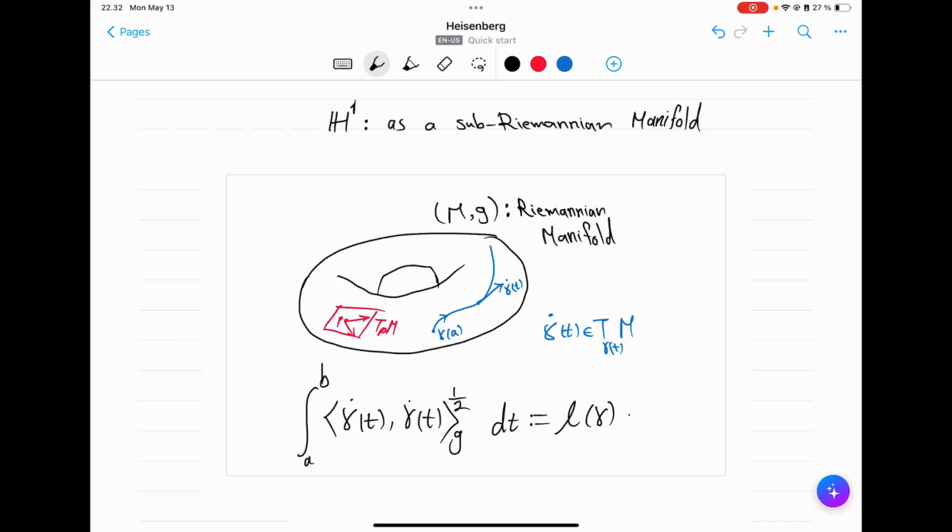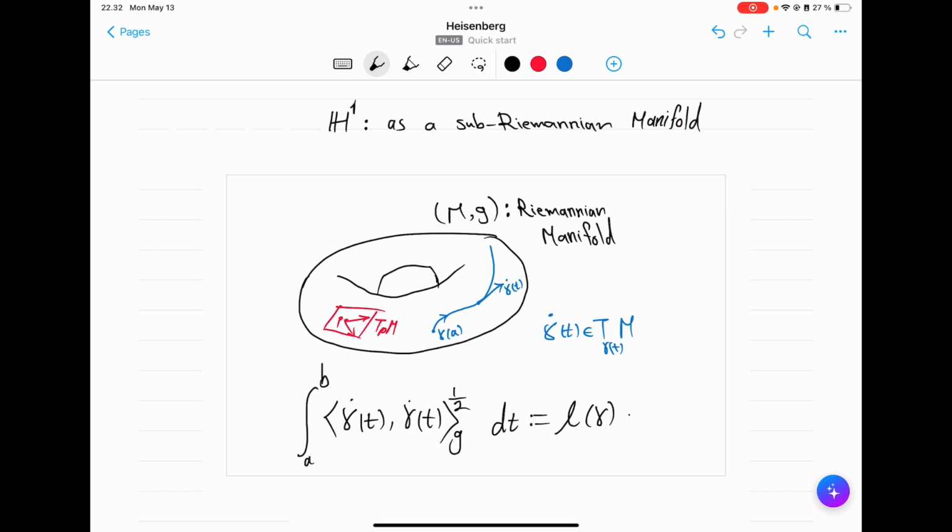Ultimately, Heisenberg groups will simultaneously be manifolds, sub-Riemannian manifolds, and also Lie groups. But to keep things simple, we want to go one step at a time. In this lecture, I want to describe the sub-Riemannian structure of Heisenberg groups without actually talking about any sort of Lie group or group structure. And to keep things even simpler, I'm only going to work with H1.